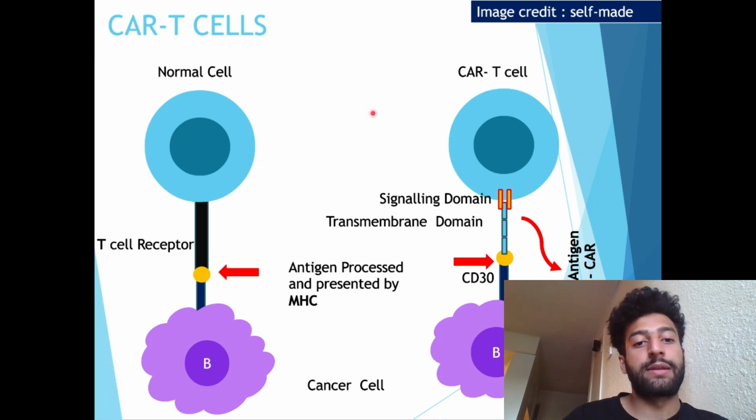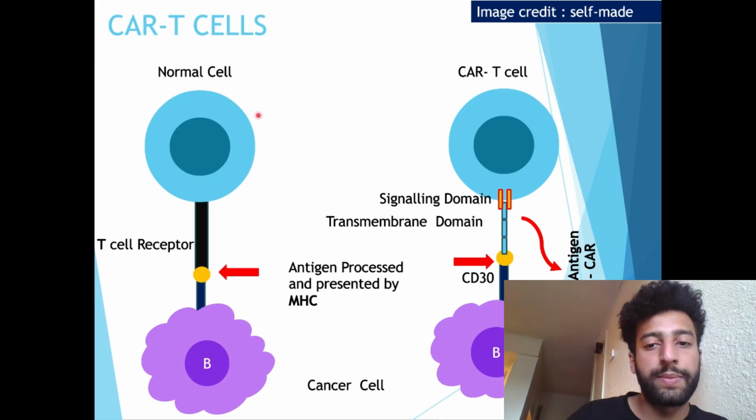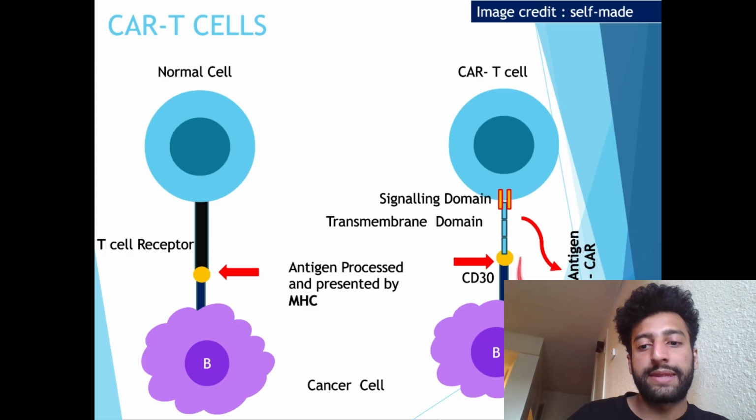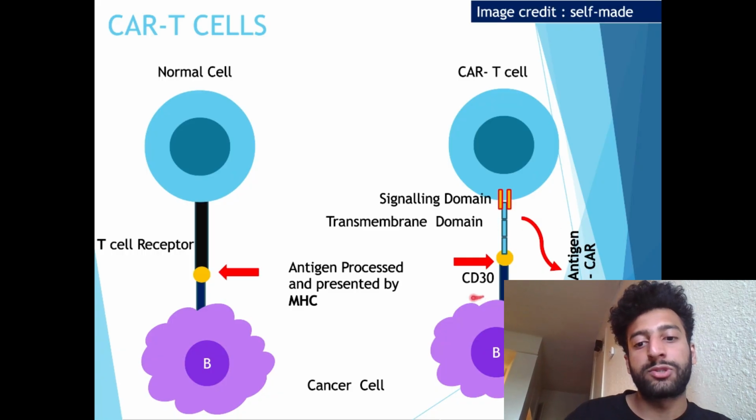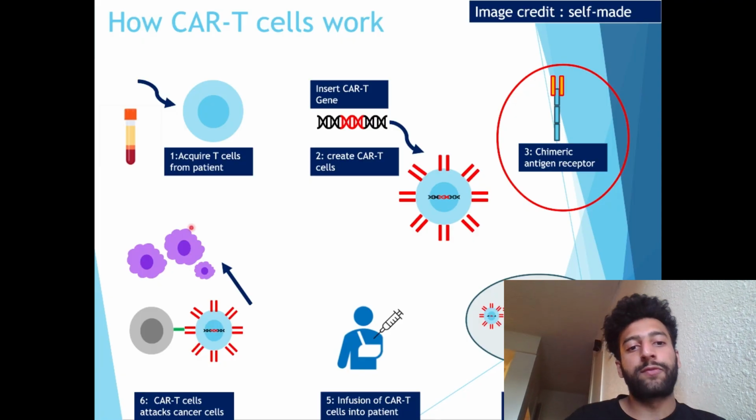Here, this is made by me. I have tried to differentiate between normal T cells and CAR T cells. Here, as you can see, the chimeric antigen receptor is drawn here that binds to the CD30 protein presented by B cells or the Hodgkin's lymphoma cell. Okay, what is the overall workflow?